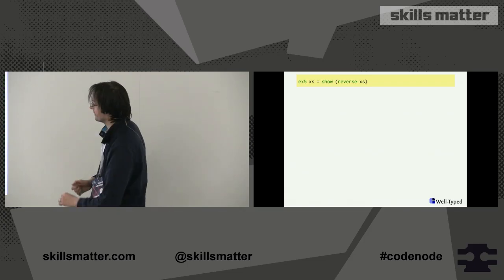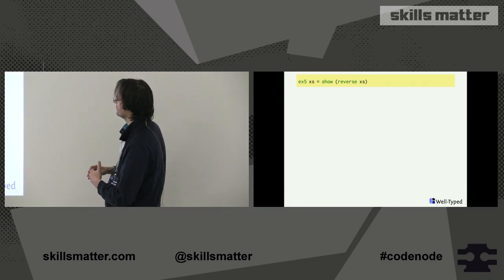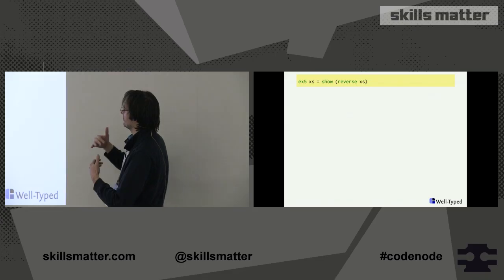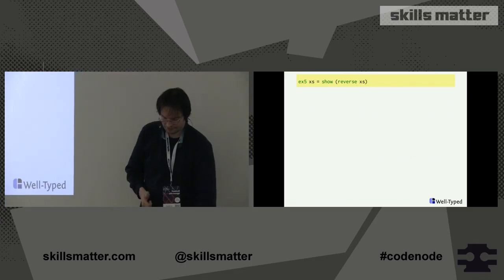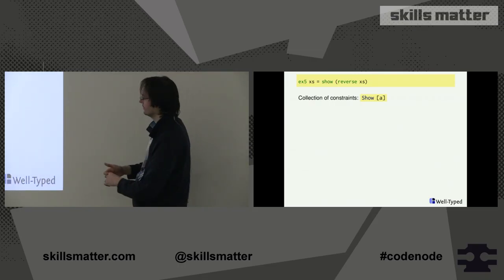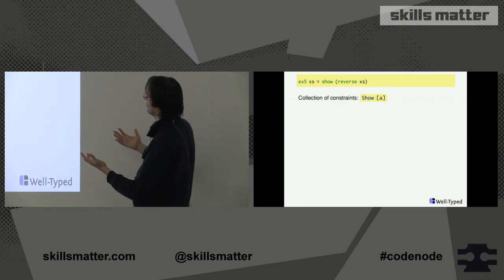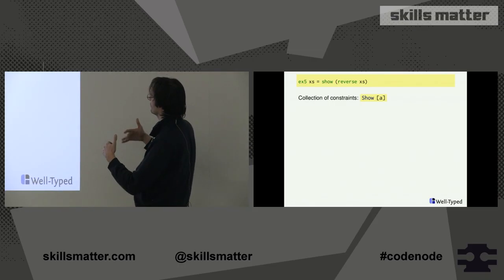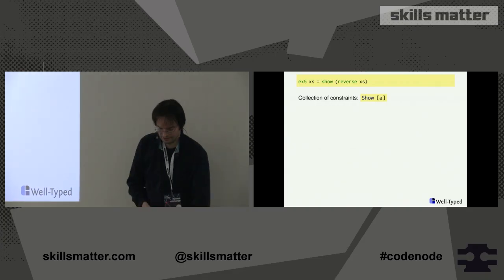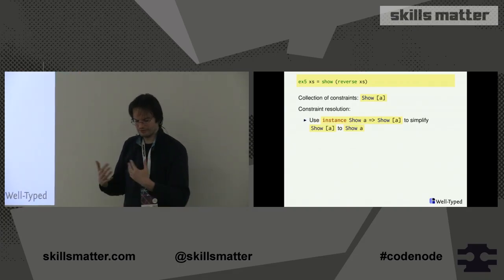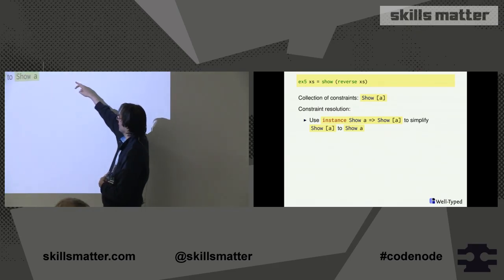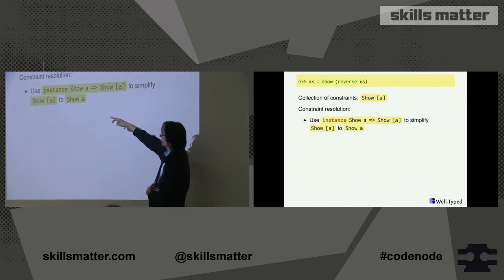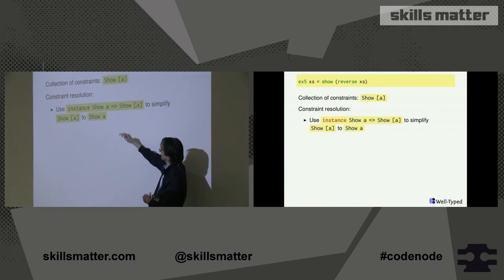So here's a simple example again. If we call show on the reverse of xs, then we first collect the constraints, and we need to call show on a list. So we need something of the form show of list of A. Then we try to resolve, and we use the instance of the form show A to show of list of A to simplify the constraint show of list of A to show of A.